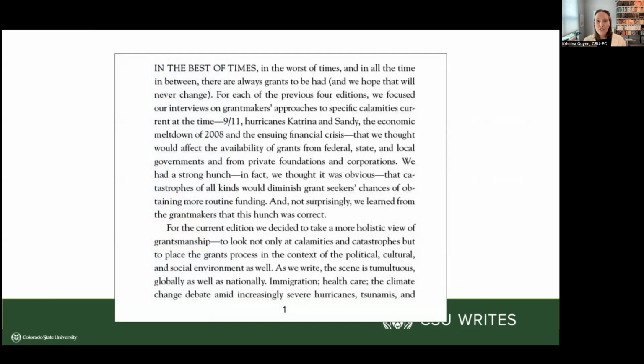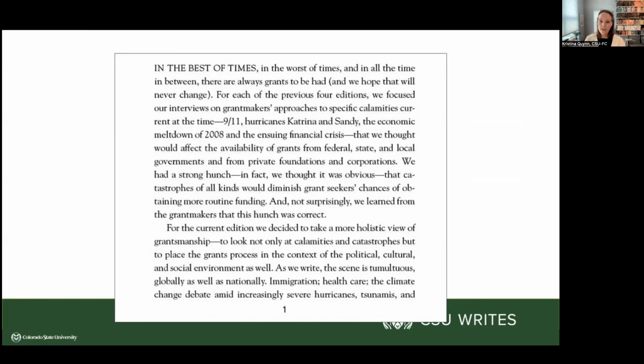For each of the previous 4 editions, we focused our interviews on grant makers' approaches to specific calamities current at the time: 9/11, Hurricane Katrina and Sandy, the economic meltdown of 2008, and the ensuing financial crisis that we thought would affect the availability of grants from federal, state, and local governments and from private foundations and corporations. We had a strong hunch. In fact, we thought it was obvious that catastrophes of all kinds would diminish grant seekers' chance of obtaining more routine funding. And not surprisingly, we learned from the grant makers that this hunch was correct.